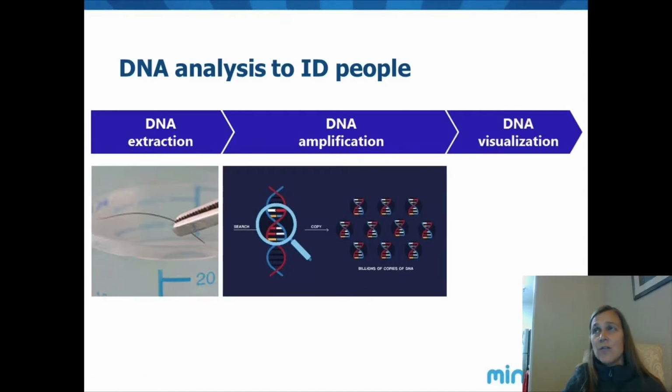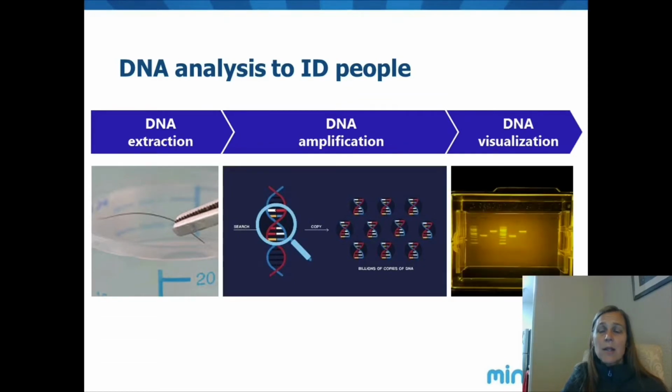And then your third piece is visualization. So how can you visualize this to see how it matches from one to the next? And the way you're going to do it is by running a gel. So DNA is separately loaded into each one of these little wells here. And then it runs through the gel. We'll talk about it more later. And that's going to give you a sense of how do these patterns match up.